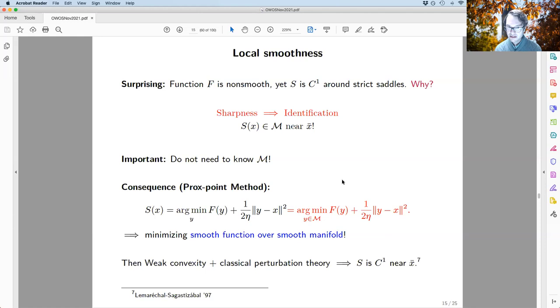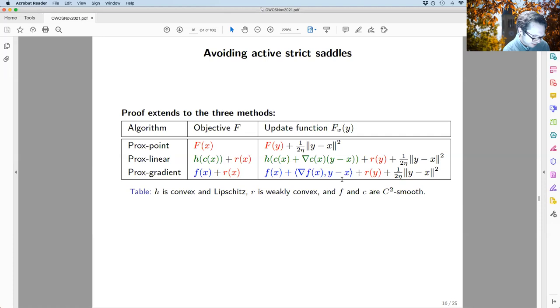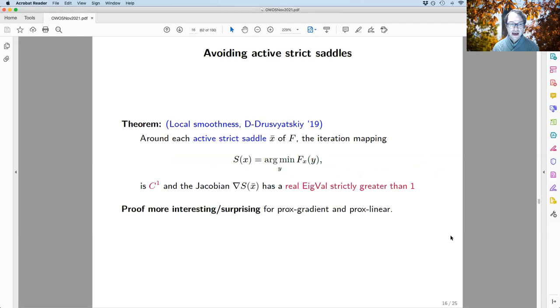Now, a similar argument, but a little bit more complicated, will extend to the other three methods which I listed before. In particular, it extends to infinite value functions R, so encoding things like constraints. And it yields the following theorem that this operator is locally smooth. And in addition, something we didn't show is that the Jacobian has an eigenvalue greater than one. And in fact, the eigenvalue is real, surprisingly. So this proof is more surprising and interesting for the proximal gradient and proximal linear method, but let's not go into that so much. For the proximal point, it's really conceptually clear what's happening.